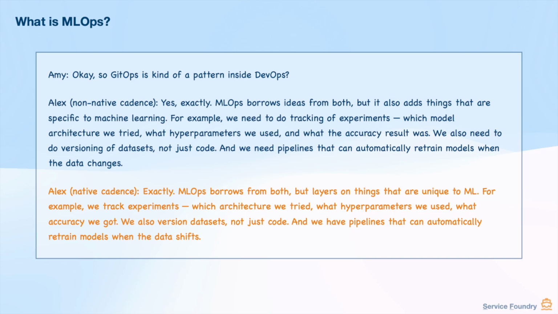Exactly. MLOps borrows from both, but layers on things that are unique to ML. For example, we track experiments on which architecture we tried, what hyperparameters we used, what accuracy we got. We also version datasets, not just code, and we have pipelines that can automatically retrain models when the data shifts.